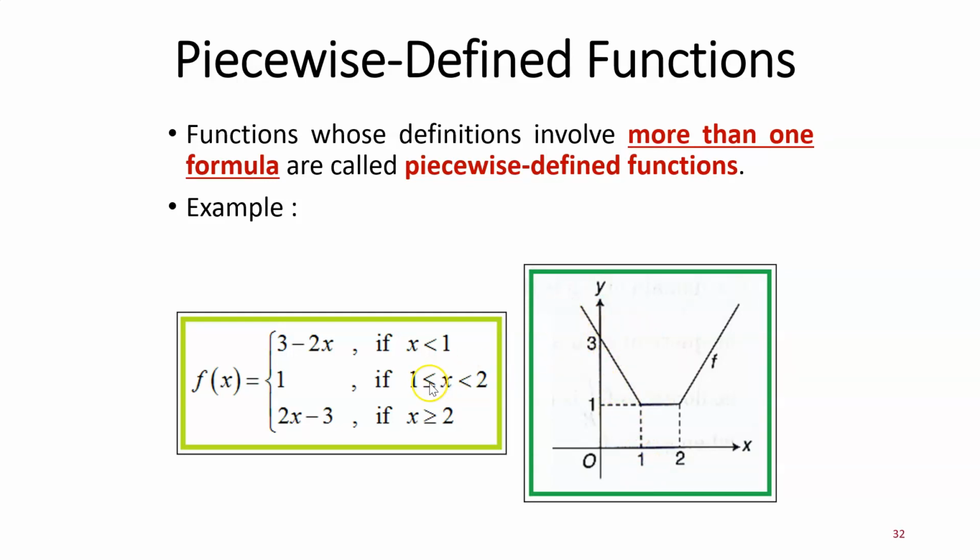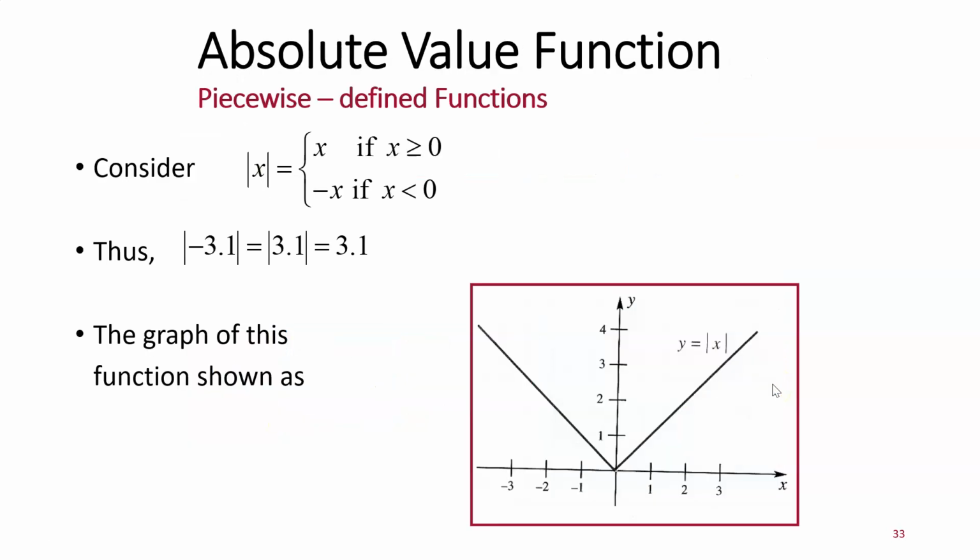Then you have f(x) equal to 1 for x greater than or equal to 1 and less than 2. So from here, equal to 1 until less than 2, up until here you will have 1. It's static. Then you have 2x minus 3. This one is an increasing function, 2x minus 3, for x greater than or equal to 2. So it's this part. Okay, so this is piecewise defined functions.